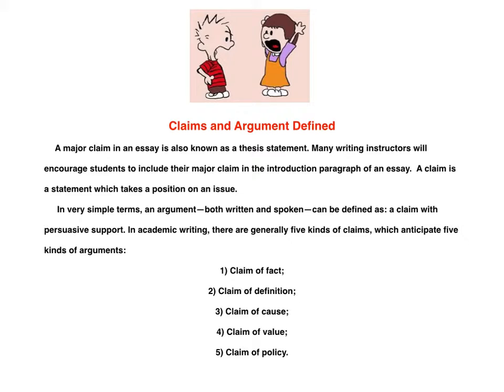In academic writing, there are generally 5 kinds of claims which anticipate 5 kinds of arguments. Number 1, there's a claim of fact. Number 2, a claim of definition. Number 3, a claim of cause. Number 4, a claim of value. And number 5, a claim of policy.